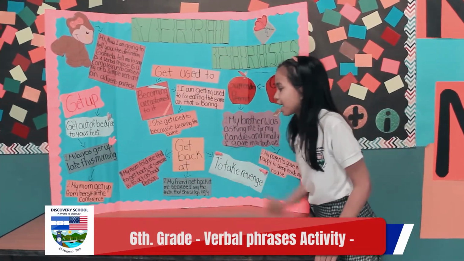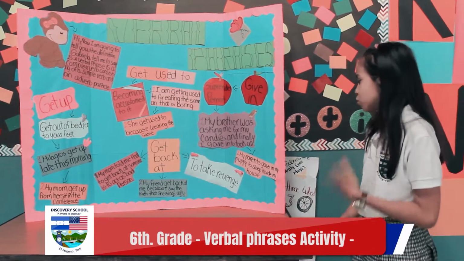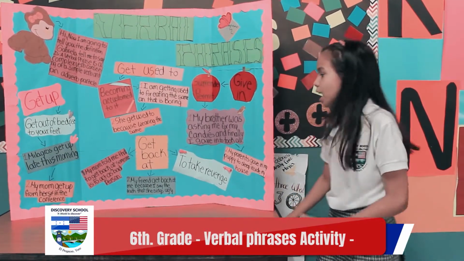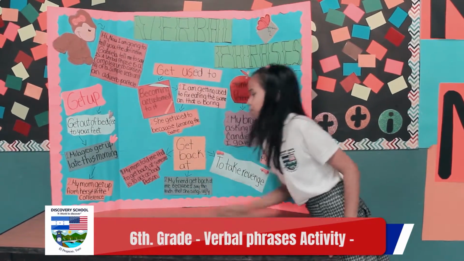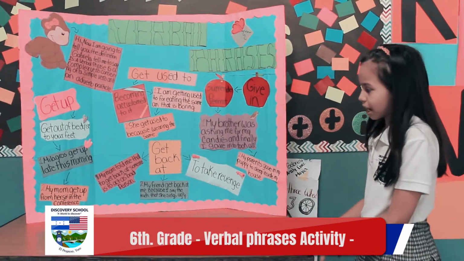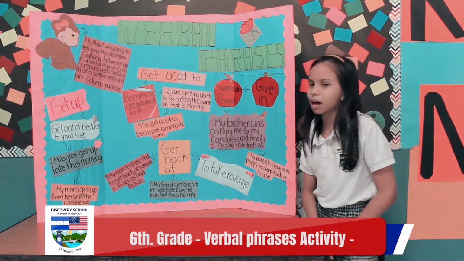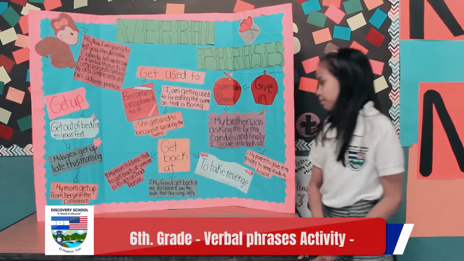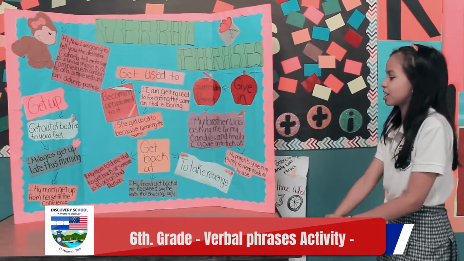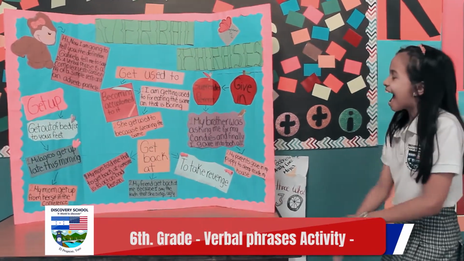And get back at is to take revenge on someone. And the examples are, my mom told me that to get back at someone is to act as a bad person. The second example is, my friend got back at me because I said the truth that he thinks ugly.